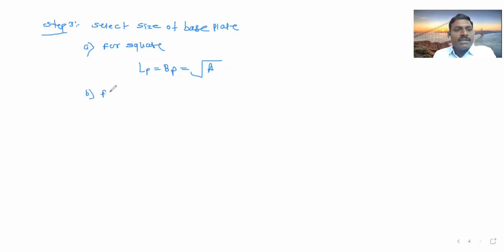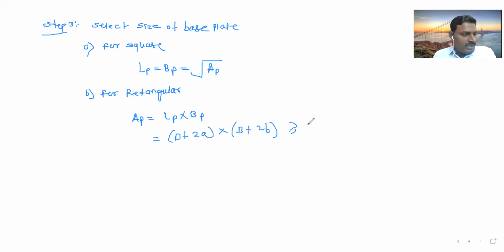If the plate is rectangular, for a rectangular plate we have to use the formula AP. So AP is the area of plate. So AP is equal to LP into BP. Is this correct? If a rectangular plate is there, are you agree? Yes, sir. So then LP is equal to D plus 2A and BP is equal to B plus 2B. It should be greater than A.